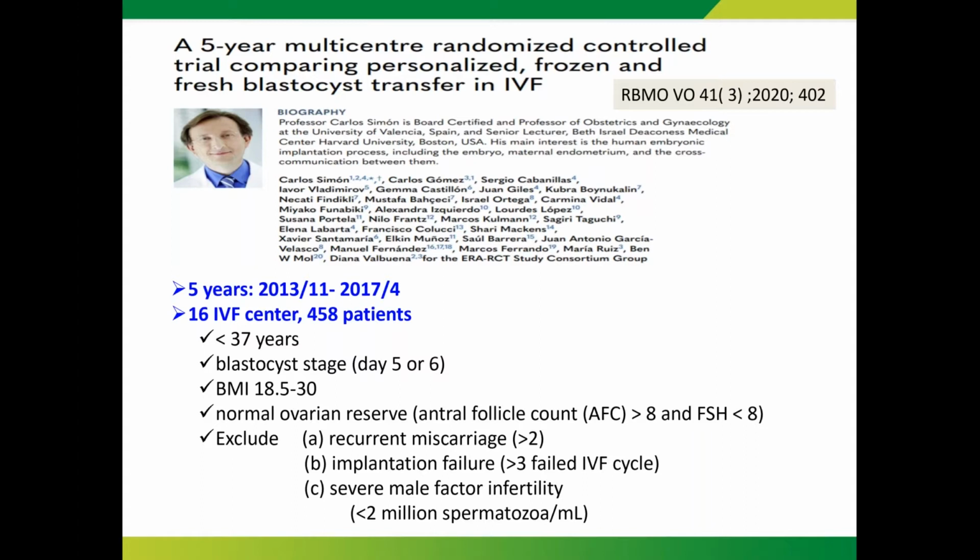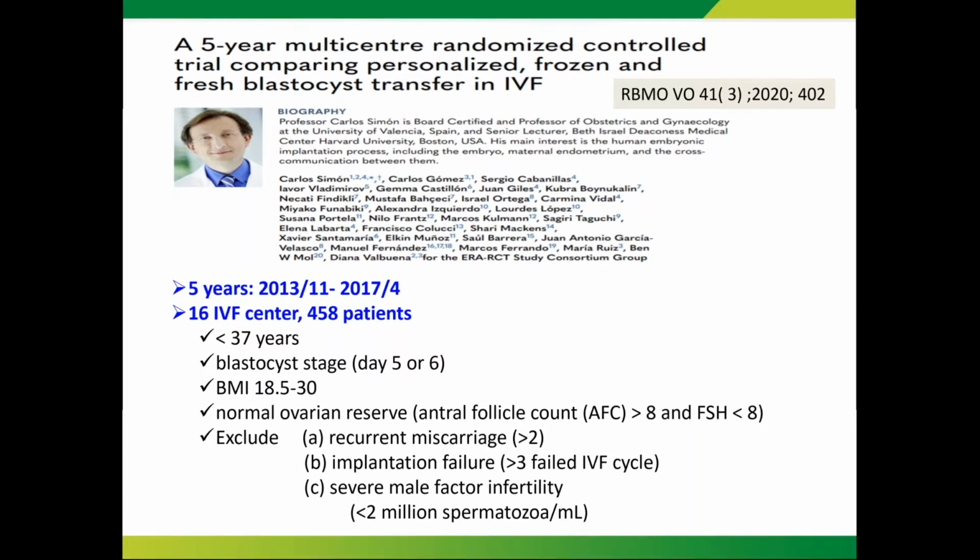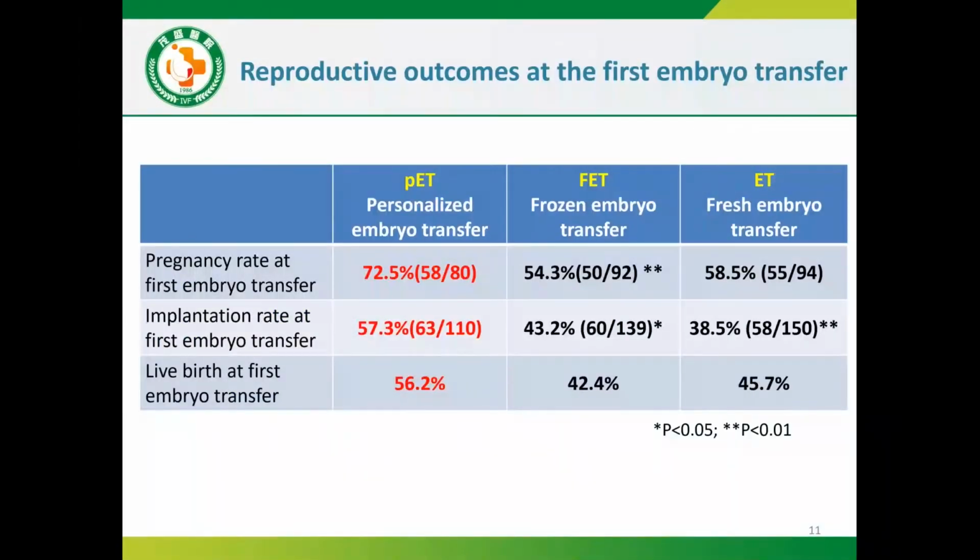The table shows the reproductive outcome of the first embryo transfer. The clinical outcome of the first embryo transfer showed pregnancy rate was significantly higher in the personalized embryo transfer group, like we see, 72.5%, compared to FET, 54.37%, and ET, 58.8% groups. There were also significantly higher implantation rate and live birth rate in the personalized ET than the FET or ET group.